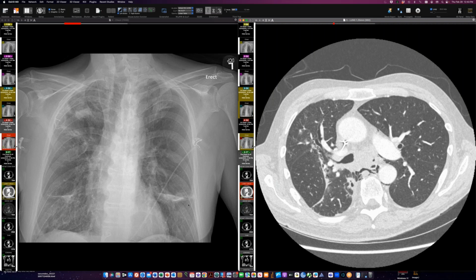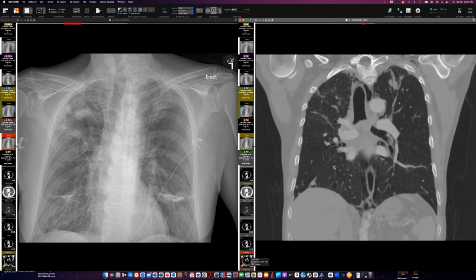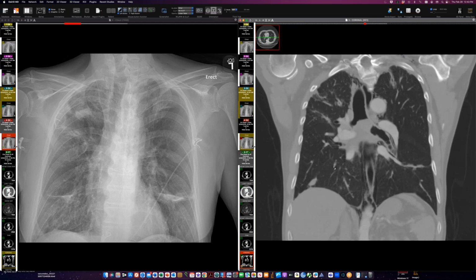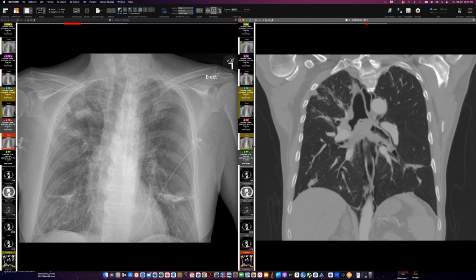And once you see it on coronal view, it becomes obvious what's going on here. It's much more striking in this coronal view than it is in cross sections. It's really hard to appreciate a big mass like this on cross sections. So they've reinterpreted the CT scan to mention this lesion, which they sort of blew by originally.